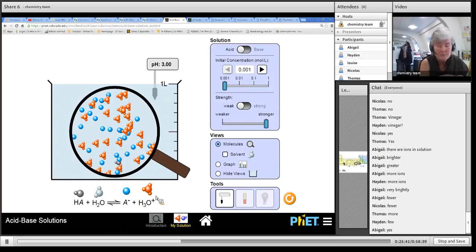So if I'm comparing a weak acid and a strong acid of the same concentration, then which one has the lower pH, the strong acid or the weak acid?